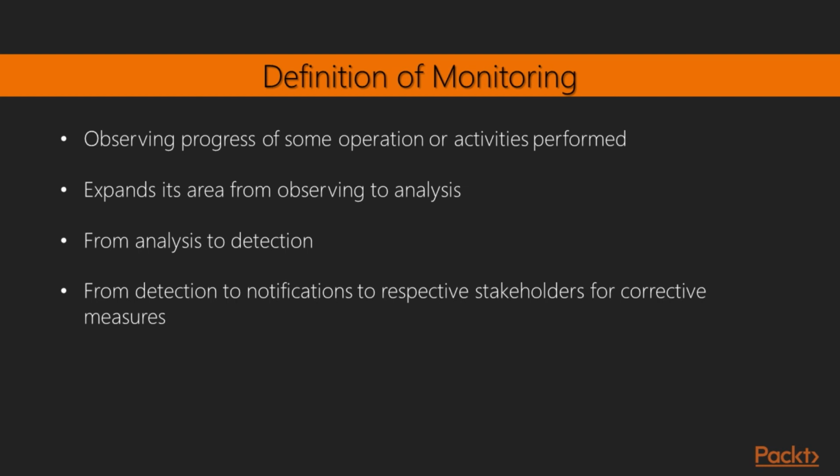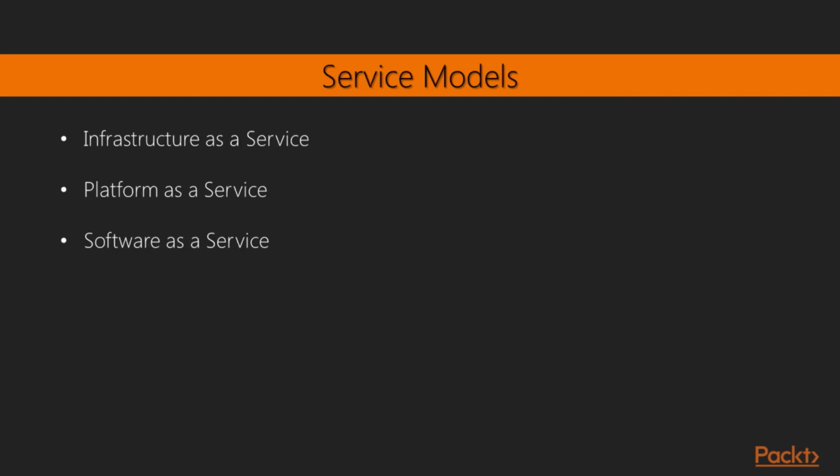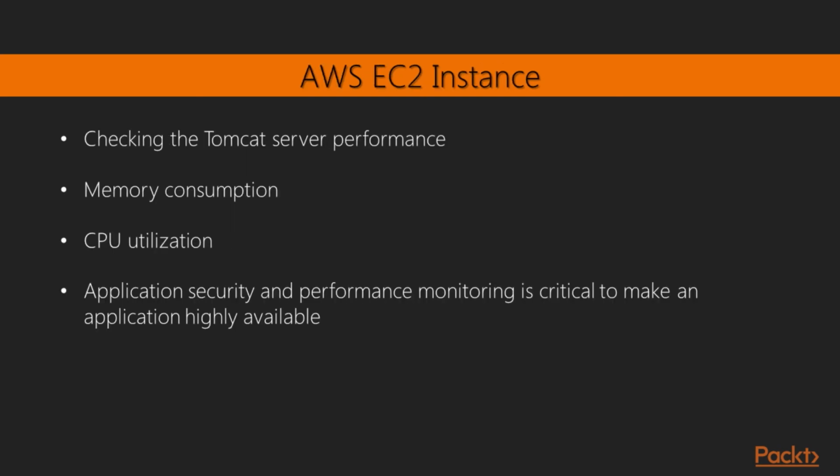It ranges from observing to analysis, from analysis to detection, and from detection to notifications to respective stakeholders for corrective measures. In general, what kind of monitoring do we need in a traditional environment? Just consider a component of cloud service model to understand it in a better perspective. In cloud computing, there are three service models. The first one is infrastructure as a service, next one is platform as a service, and the last one is software as a service.